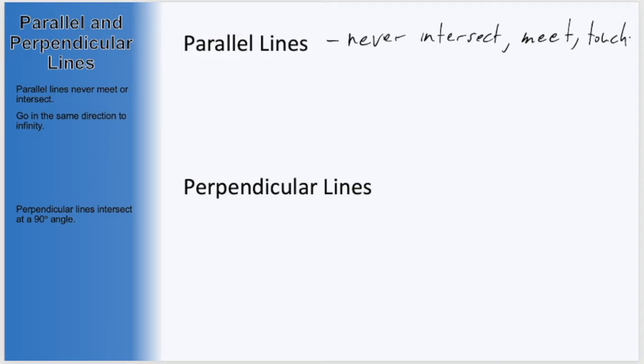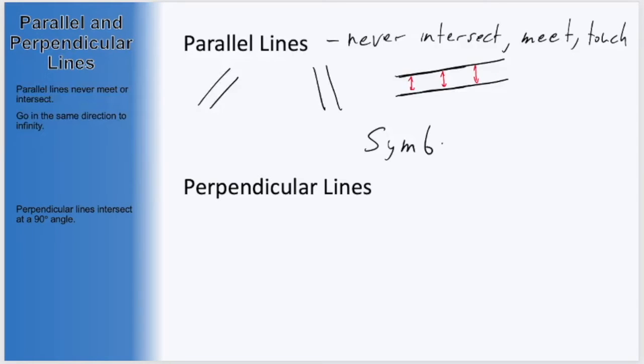These parallel lines go in the same direction off to infinity. All of these would be pairs of parallel lines which will keep going on forever and never touch. In fact, they will always remain the same distance away from each other, no matter how far we draw the lines. A symbol we use to represent parallel lines are these two horizontal bars.